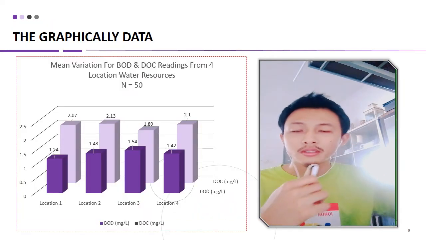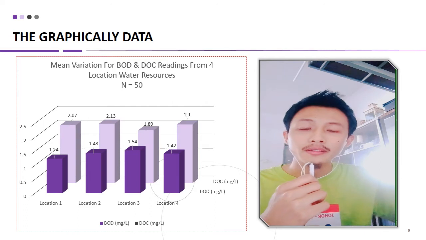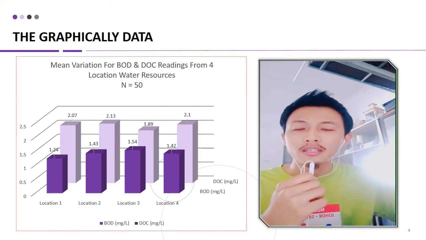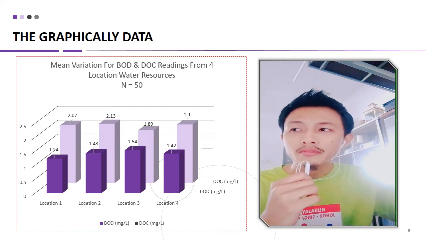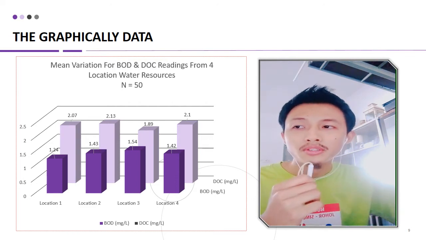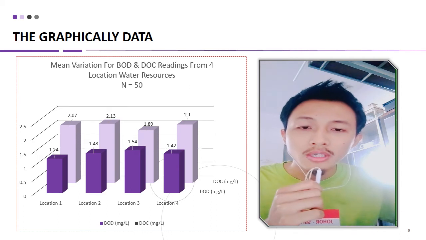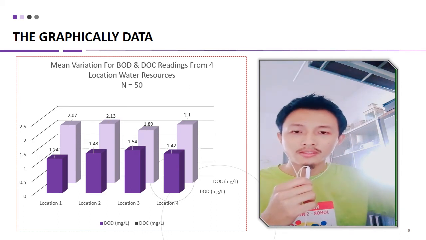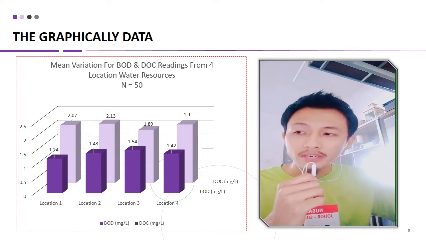Okay, now the graphical data part, for which I use bar charts. Then this is the bar chart of the mean variation for BOD and DOC readings from 4 location water resource, for which I collected 50 random data. So this is the graphical data.